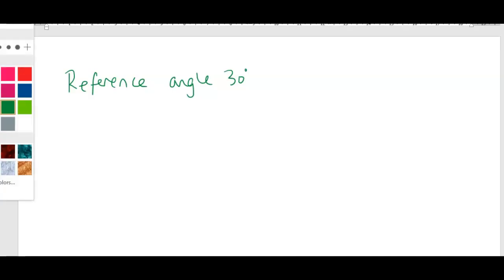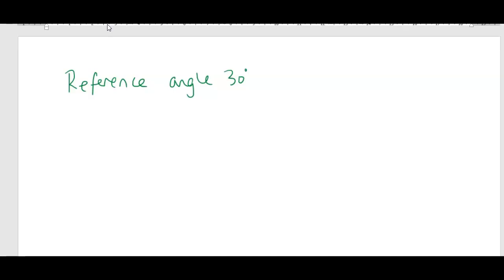Hi ladies, in this video we're going to do the reference angle 30 degrees. So we're going to look at trig functions, but I'm going to focus on the reference angle 30 degrees. The previous video was on 45 degrees if you're watching them in order, but this one we're going to do 30 degrees.